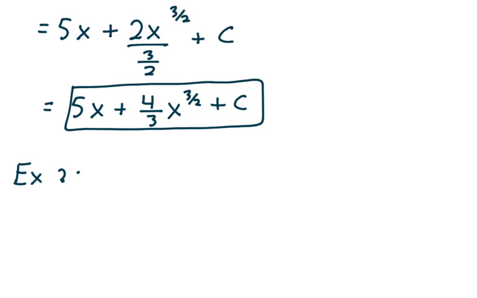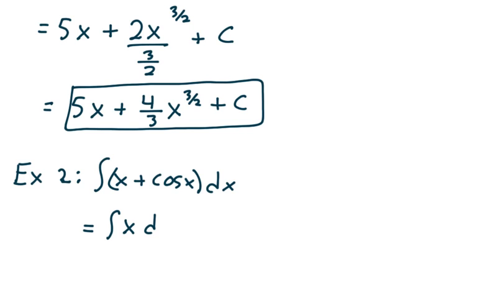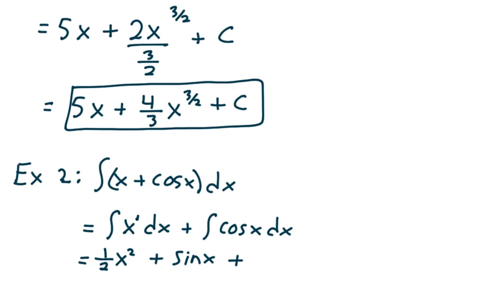Let's take a look at a second example. Suppose we had the integral of x plus cosine x dx. And so this is the integral of x dx plus the integral of cosine x dx. And then we're done. The integral of x, that's a degree 1, so it's going to be 1/2 x squared plus the function whose derivative is cosine x, that's sine x. And then you just add a c at the end. That's it.